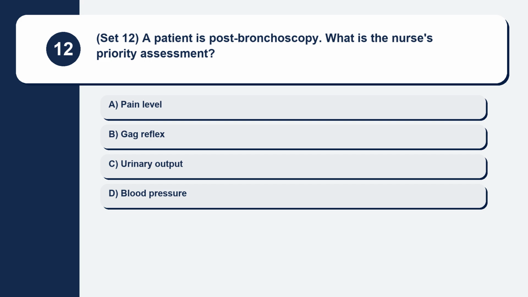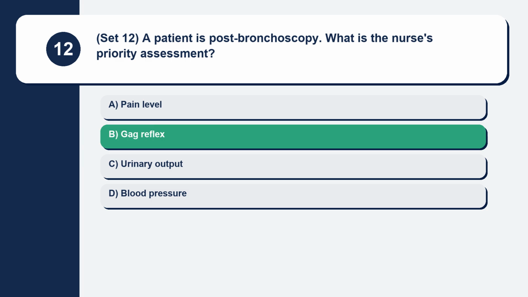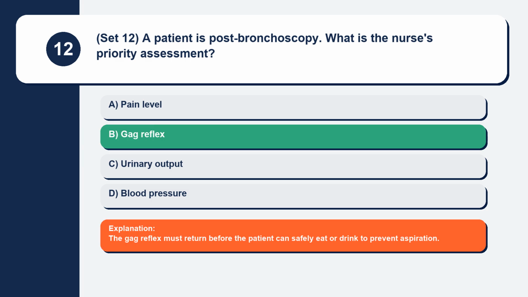Question 12. Set 12. A patient is post-bronchoscopy. What is the nurse's priority assessment? Pain level, gag reflex, urinary output, blood pressure. The gag reflex must return before the patient can safely eat or drink to prevent aspiration.